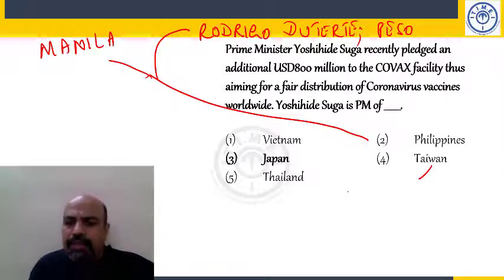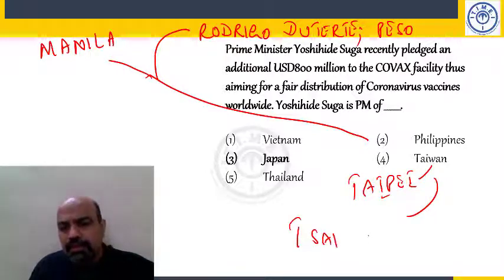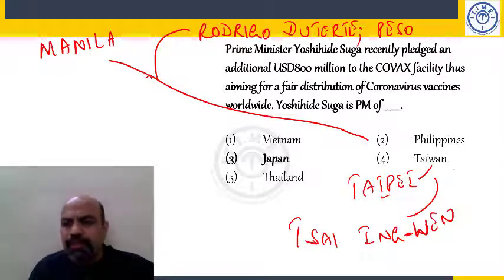Taiwan: the capital is Taipei. President is Tsai Ing-wen. Currency is the Taiwanese dollar.